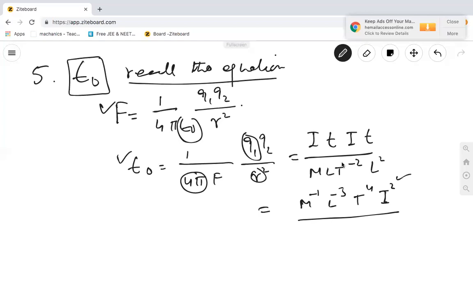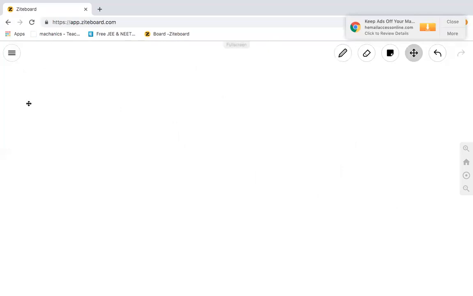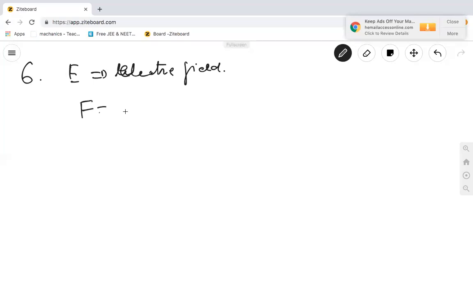Okay. Now let me go to question number 6. What is the dimensional formula for electric field? Let me recall the equation. There are so many equations of electric field. You can recall any one you like. Let me recall the easiest one. F is equal to QE.